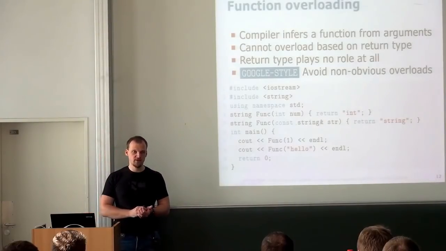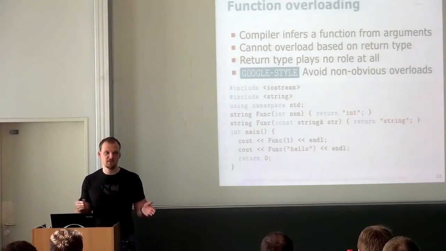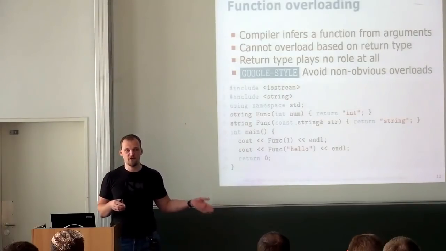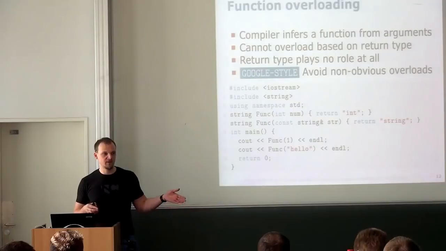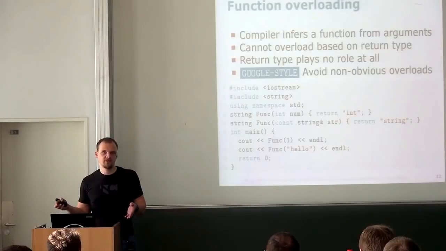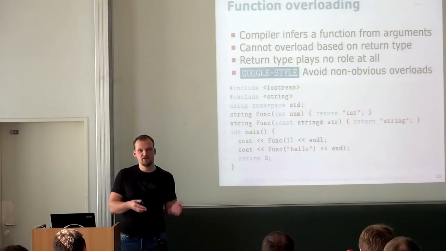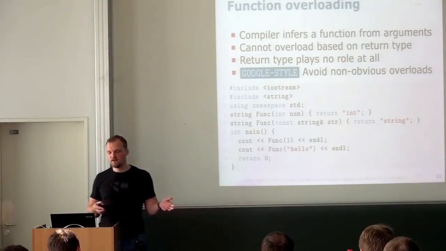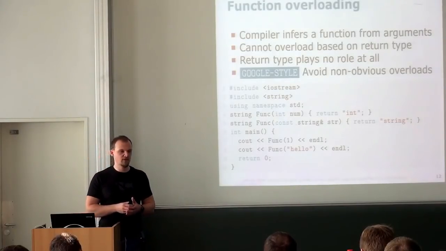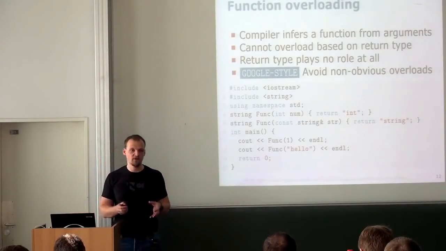The only thing you need to be cautious about is that sometimes the types will get adjusted by the compiler automatically. So if you have a function that takes an integer and a function that takes a float, this can be ambiguous, because the compiler can sometimes think, well, this looks like a float, but it can be adjusted to an integer, so I will use the integer function instead. So try not to do much of it. Again, the Google style sheet says that you should avoid non-obvious overloads.